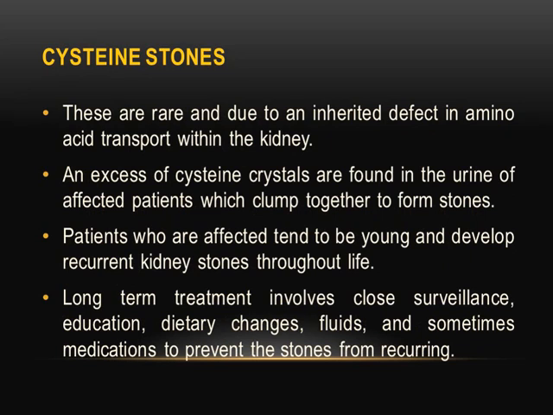Cystine stones. These are rare and due to an inherited defect in amino acid transport within the kidney. An excess of cystine crystals are found in the urine of affected patients which clump together to form stones. Patients who are affected tend to be young and develop recurrent kidney stones throughout life. Long-term treatment involves close surveillance, education, dietary changes, fluids, and sometimes medications to prevent the stones from recurring.